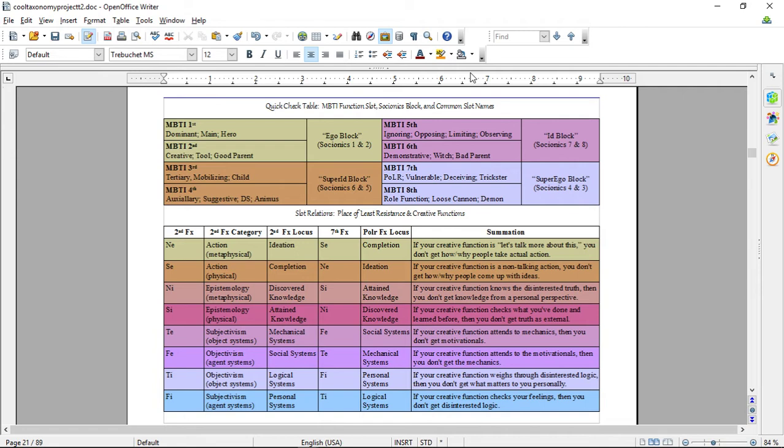My MBTI third function, or what I consider my tertiary function, FE, is mobilizing in Socionics, or called a child function. Which is a good name for it. It is very much yourself as a child in that function. MBTI fourth is called the auxiliary function or suggestive function. This is the vulnerable function.